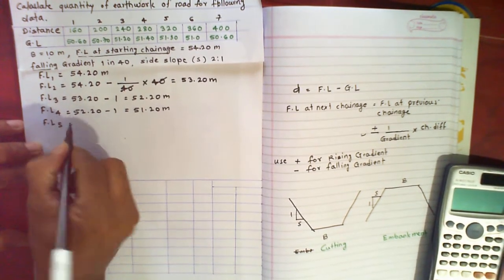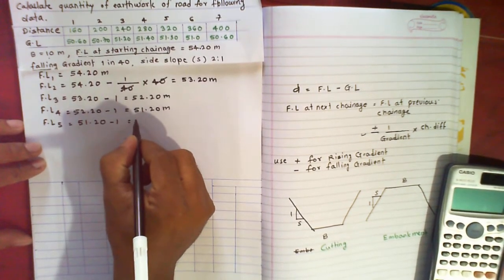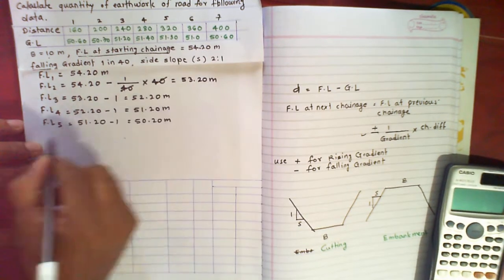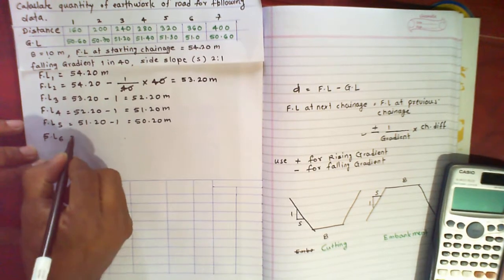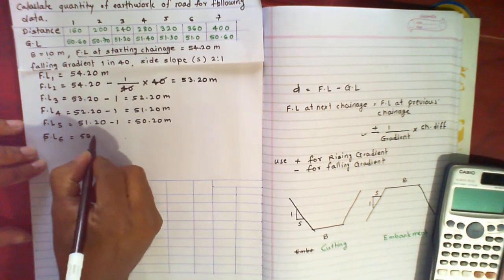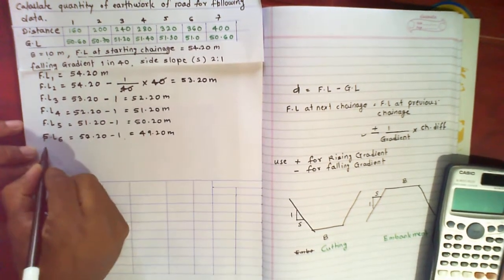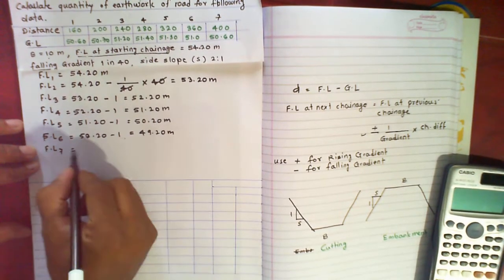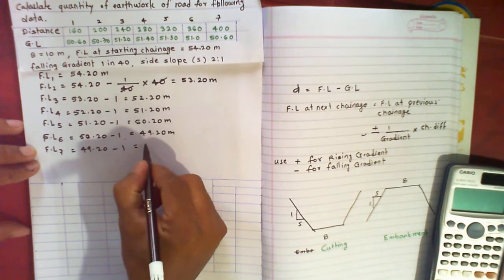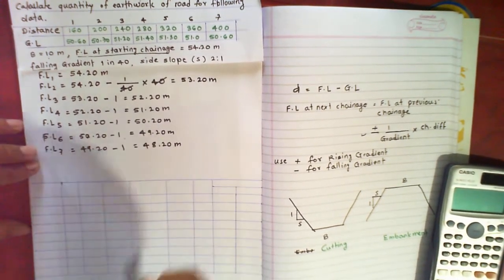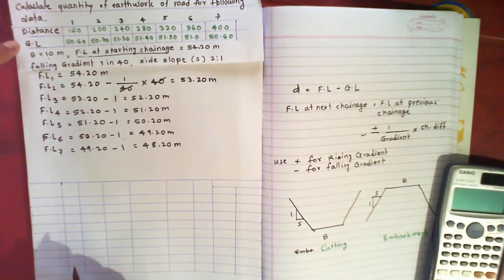FL5, 51.20 minus 1, it is 50.20 meter. FL6, it is 50.20 minus 1, it is 49.20 meter. And last FL7, that is 49.20 minus 1, it will be 48.20 meter. So now we have all the FLs and ground levels.